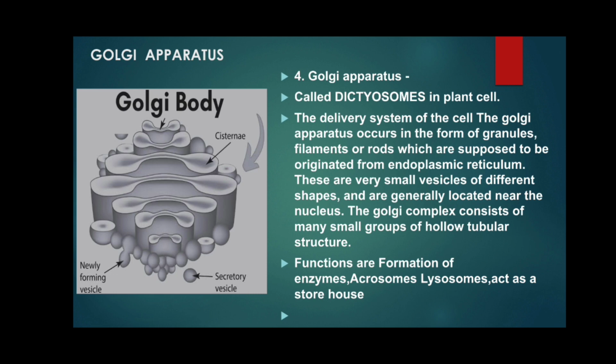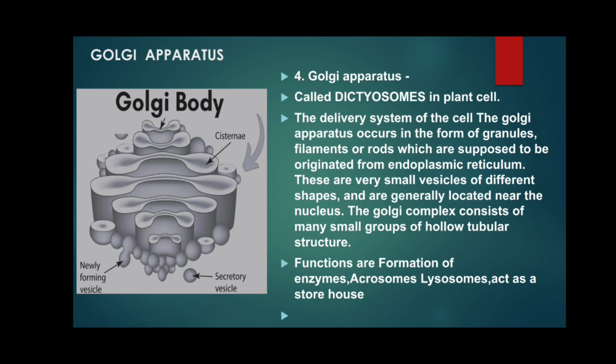The next one is the Golgi bodies. In plant cells, Golgi bodies are known as dictyosomes. This organelle was discovered by Camillo Golgi, and it is formed by stacks of flat membrane or flat sacs called cisternae. Some vacuoles may attach with the cisternae, the sac-like structure.